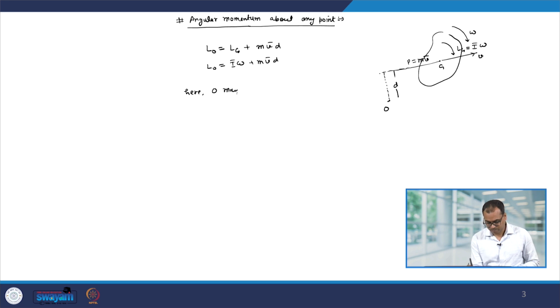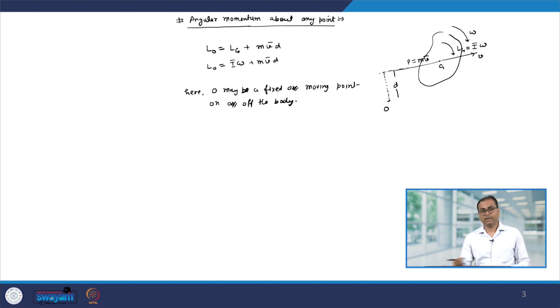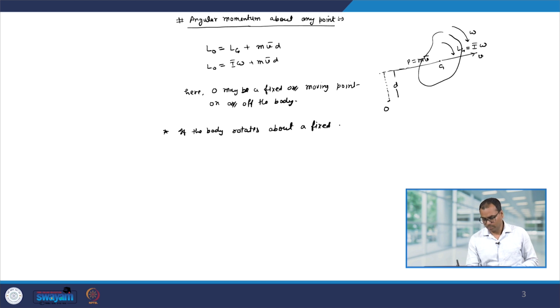You have to note that here this O may be a fixed point or a moving point, which may be on or off the body. So, this point may be on the body, as you have seen, or it may be off the body. Now, let us say this body rotates about a fixed point.